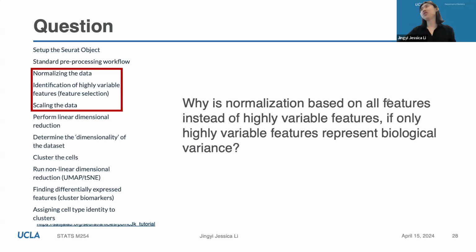I actually have this question myself. Especially since the default VST uses counts instead of normalized data. So basically you go from the standard pre-processing, the cell filtering, to normalization, to identification of highly variable genes. It's not sequential between these two steps. But then why would normalization use all genes? Anyway, I think normalization itself is so tricky to justify.